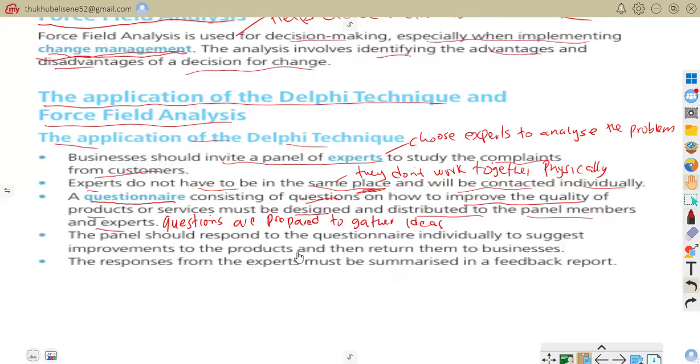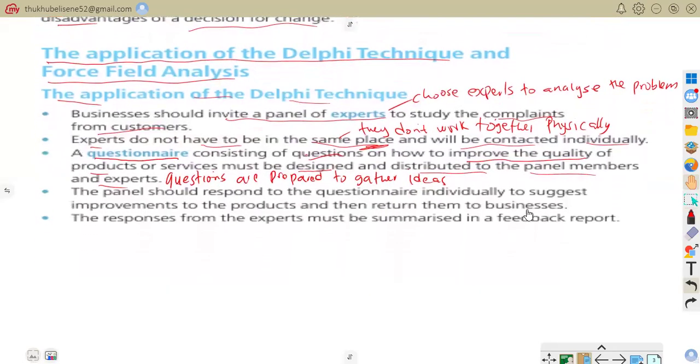So now let us move on to another statement. It says the panel should respond to the questions individually, to suggest improvements to the products, and then return them to the business. Experts respond individually. So it means each expert gives independent answers.